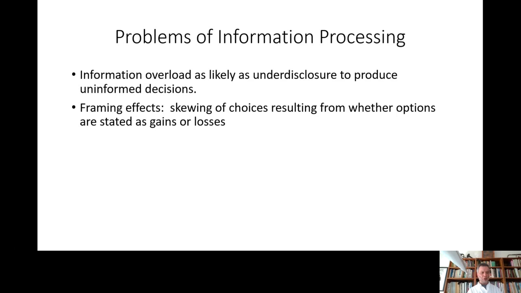Invariance is a requirement of rational decision-making. It says that it should not matter to one's choice how the options are stated. That is, as long as they're stated accurately, how they're actually stated shouldn't matter. Here's an example.